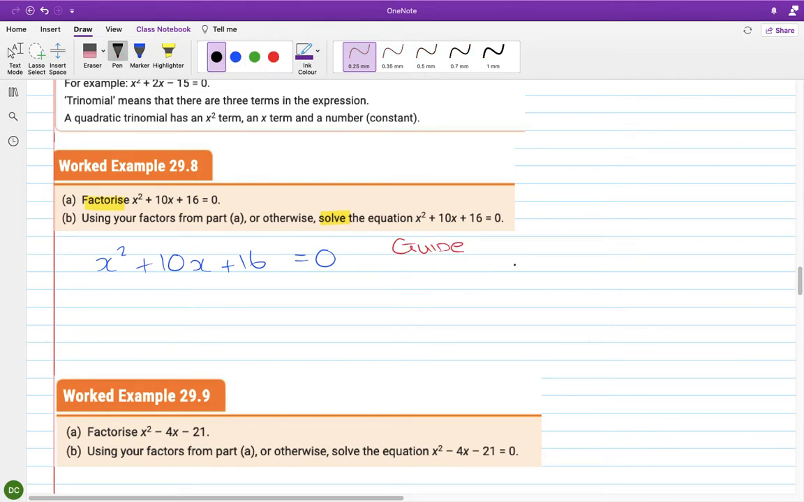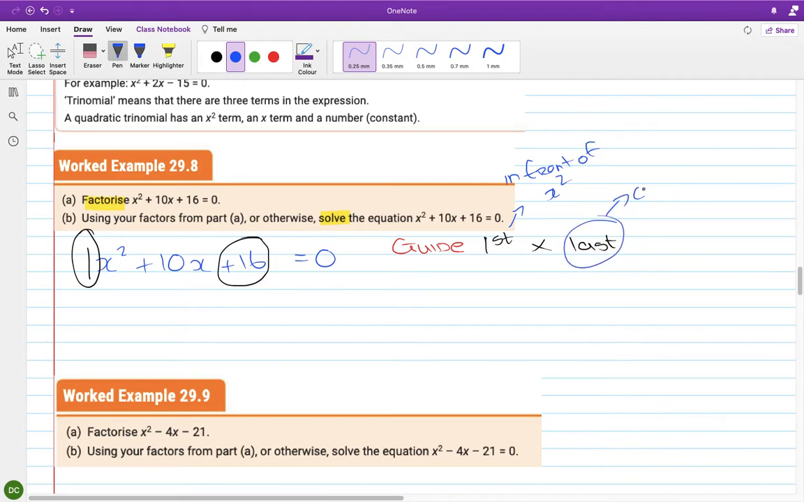So to get the guide number, you multiply the first number by the last number. Okay, so the first number is here in front of x squared, and the fact that there's nothing there means we have an invisible 1. And the last number is here, it's the constant. So we multiply 1 by 16 and we get 16 as our guide.